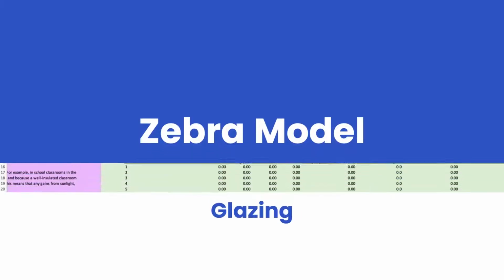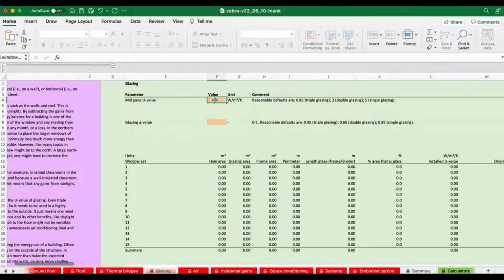The first thing to do is to input the mid-pane U value. So this is the U value of the glass itself, or the glass unit, taken at the middle of the pane. So it's quite an optimistic value. And we put 5 in there because we've got single glazing. And that's what it said on table 1 that we set up earlier. And the G value is 0.85.